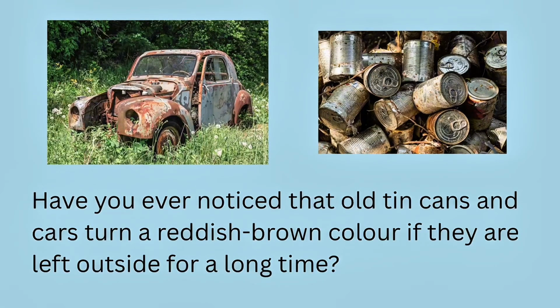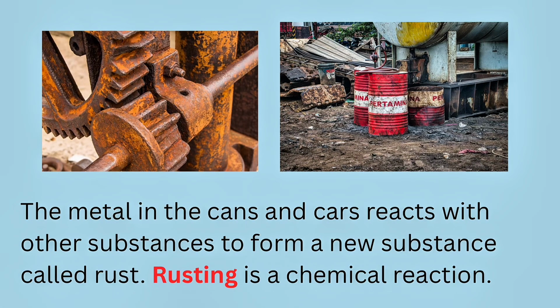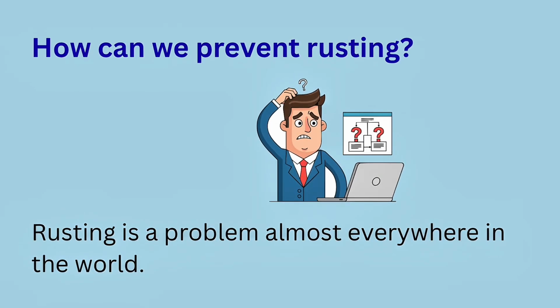Have you ever noticed that old tin cans and cars turn a reddish-brown color if they are left outside for a long time? The metal in the cans and cars reacts with other substances to form a new substance called rust. Rusting is a chemical reaction. How can we prevent rusting?